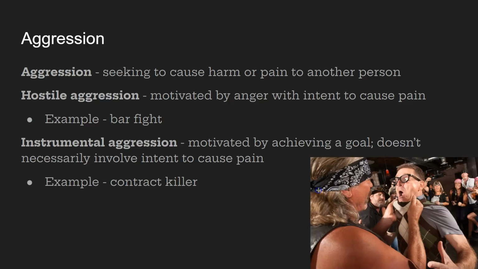So chapter 6 is about aggression. Aggression is seeking to cause harm or pain to another person. Hostile aggression is motivated by anger with intent to cause pain. So an example of this would be a bar fight.